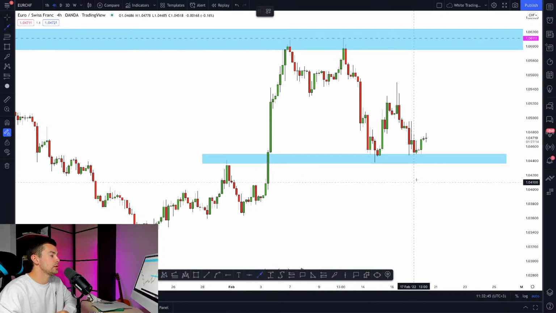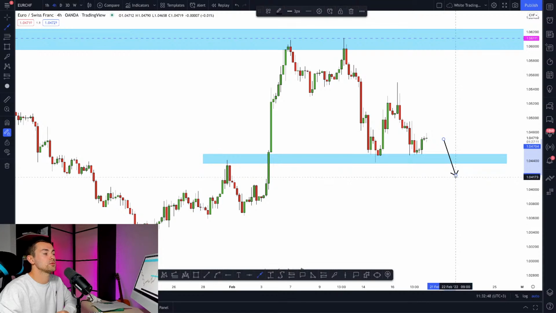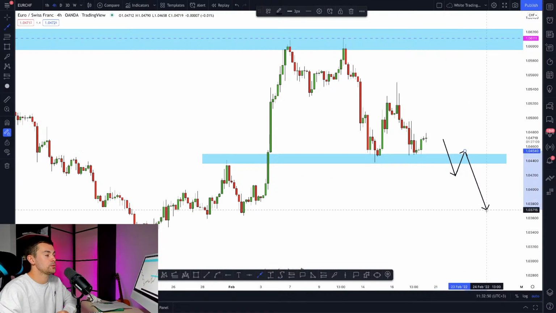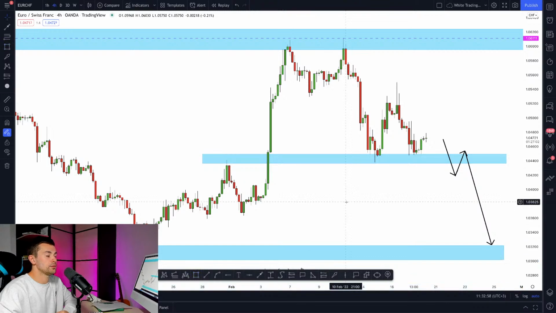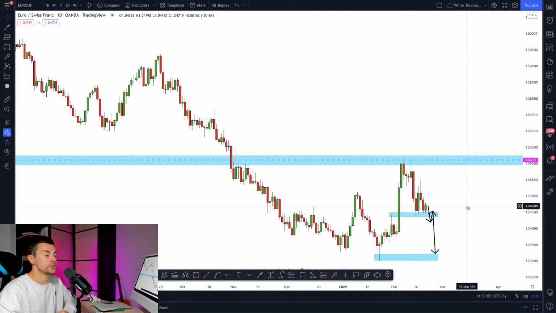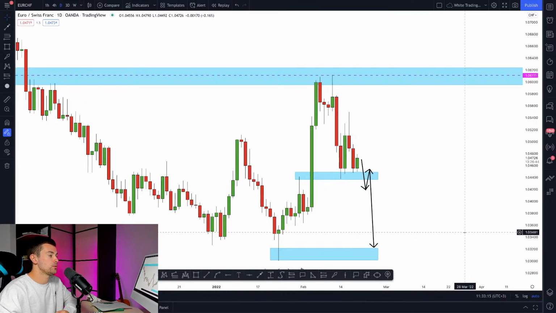But in case that support is broken to the downside, in case we see the candle close below that, then a bearish continuation to that demand cluster will be expected. So the bias on the pair is very, very, very bearish, and the breakout of this minor structure will signify a further decline. Yes, I hope that it is clear.